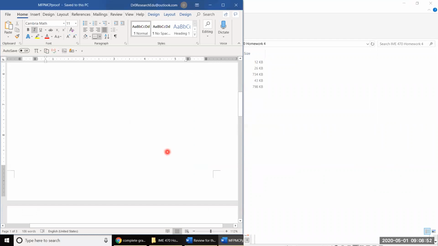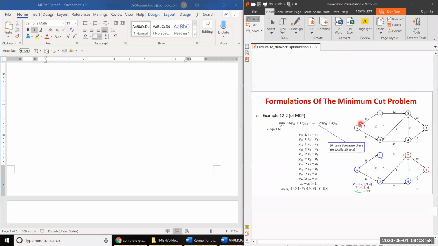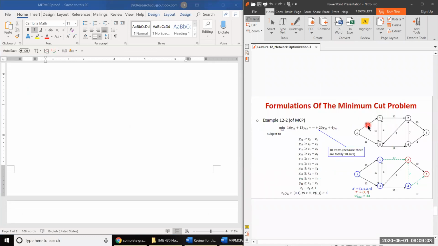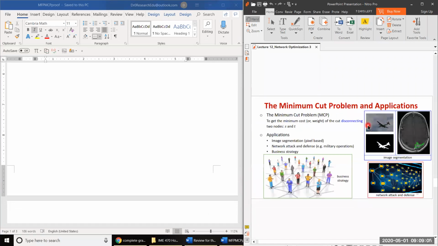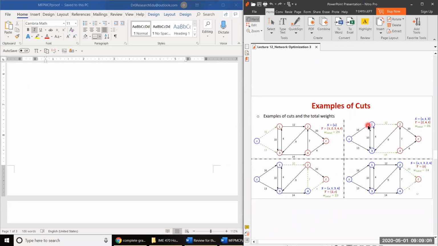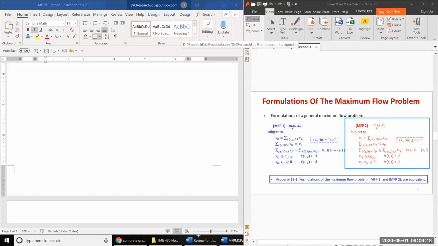Okay. So now let's do the same thing for the general case. We know the general maximum flow problem uses MFP2. Where's MFP2? Here we go. I want to find the dual problem of this problem, the dual LP of this problem. And let's see whether it's really the MCP2 as we already claimed.